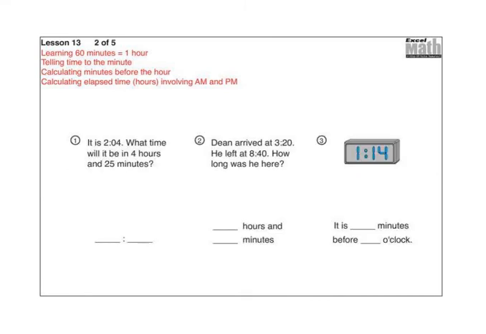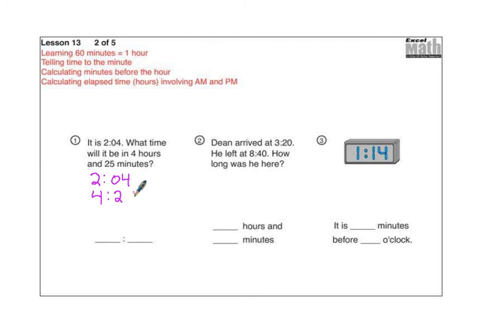Okay, now let's try some problems with time here. We're going to do these together. I need you to see how we show our work on these and everything. So, number one, it is 2:04. What time will it be in 4 hours and 25 minutes? So everybody go ahead and write on your paper 2:04, and then it's 4 hours and 25 minutes after that.